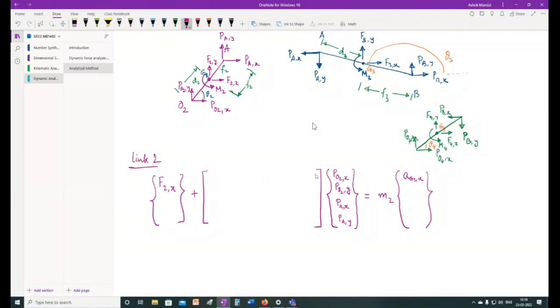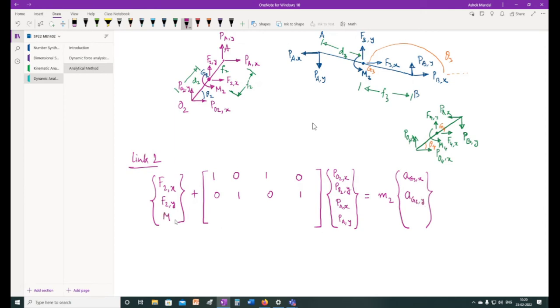Now for the first row, we have to complete the force balance in X direction. First force we have taken is PO2X, what is the coefficient? 1. And then PO2Y, obviously coefficient is 0 because we are taking force balance in X direction. What about this component? It is positive, the coefficient is 1, and this is 0. Can somebody tell me what I should write in the second row? What are the coefficients I should write in the second row? 0, 1, 0, 1, and here we have AG3Y.